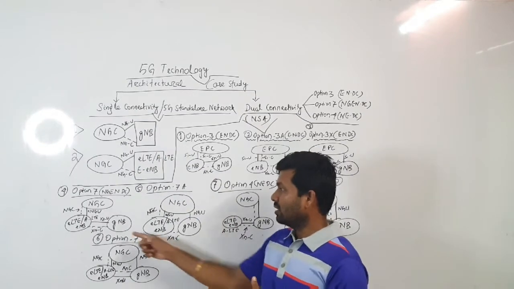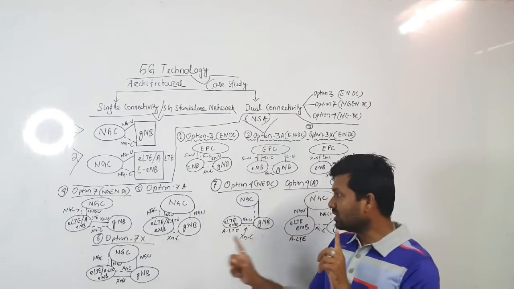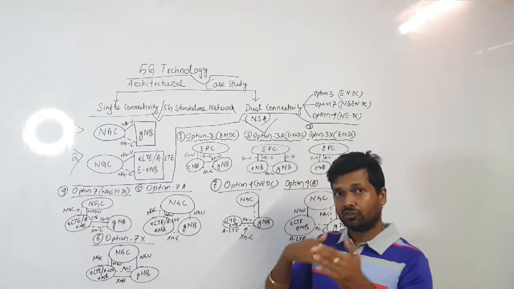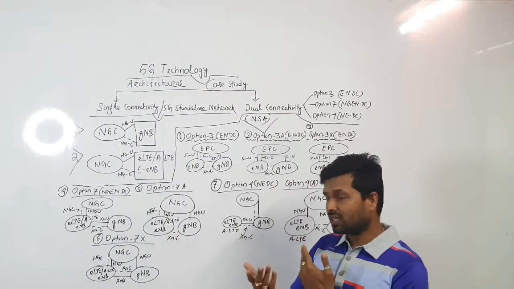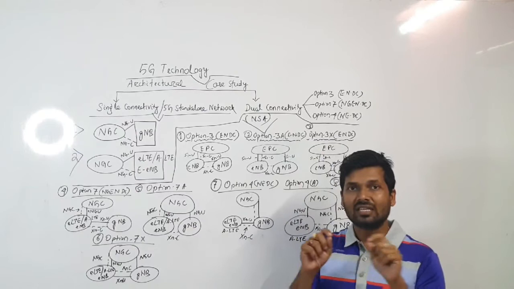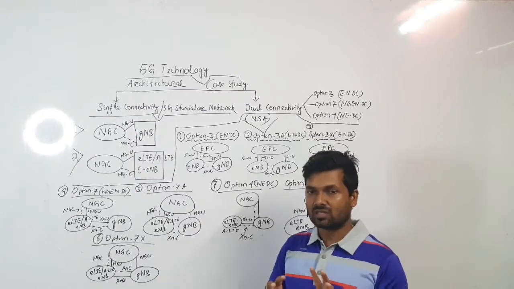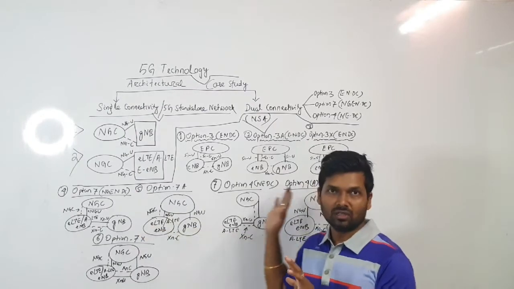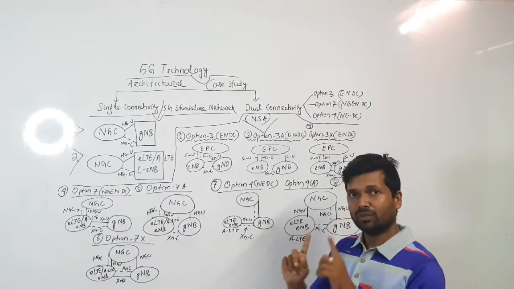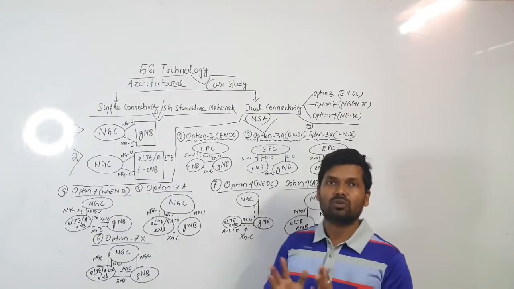Now the connectivity between the G node B and the E node B, or the evolved E node B nodes, is XN. So XN is the interface which is working here in between different nodes, LT and NR nodes.